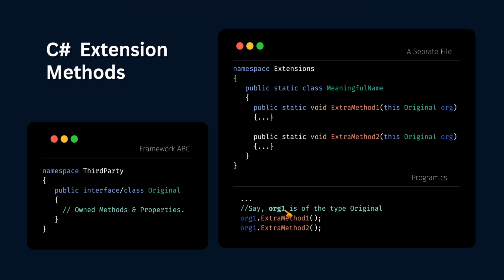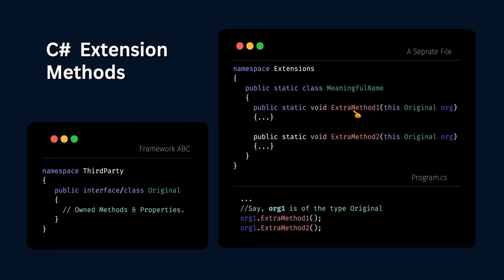Say we have an object org1 which is of the type Original, that is from this framework here, ABC. Now using the C# extension methods, we have added these two methods into the type Original. Now let's see how it is done. So first of all, we have a static class. Inside that we have two extension methods for this type Original.